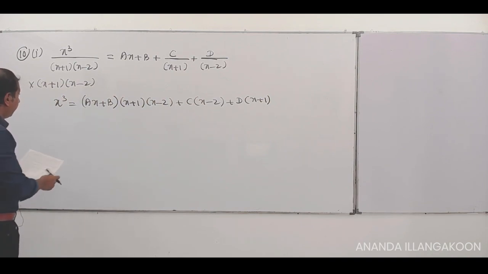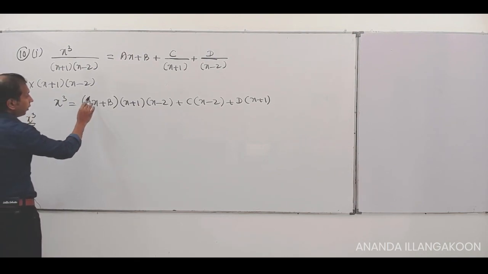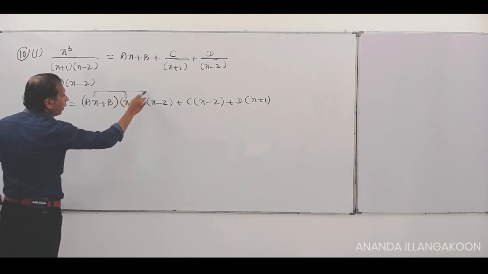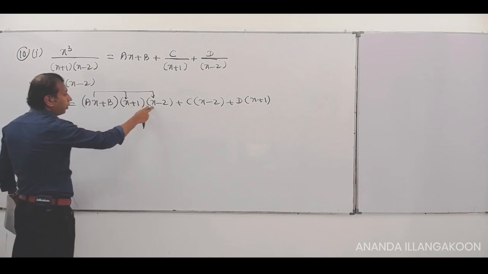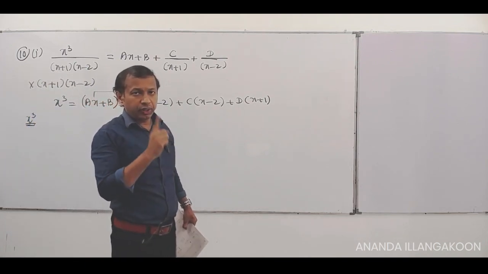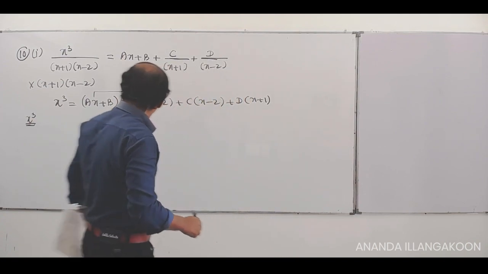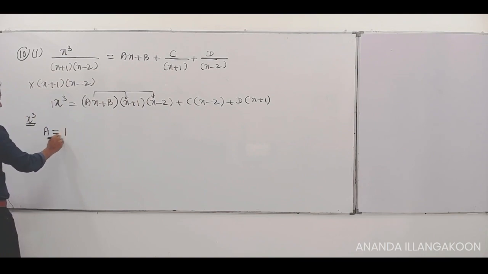We can equate x cube coefficients. The x cube coefficient comes from this bracket only, this and this, when you multiply ax into x into x. On the right hand side we get ax cube. The x cube coefficient is a. Left hand side x cube coefficient is 1. So a equals 1.